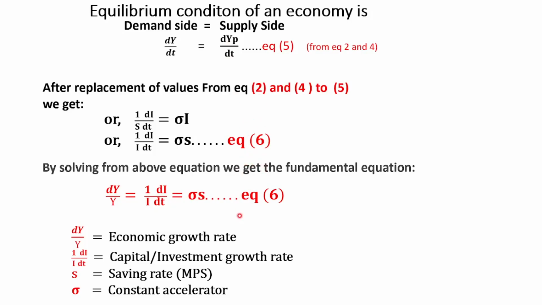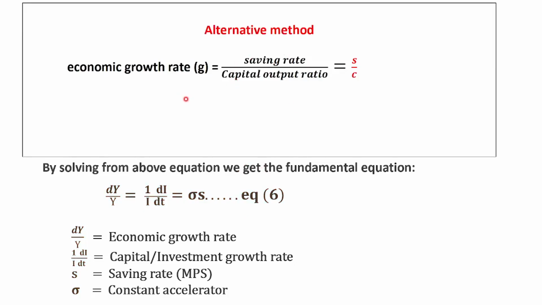But for simplicity we have an alternative method. The alternative method is economic growth rate G = saving rate divided by capital output ratio, where the saving rate is the same, but instead of the accelerator we have the capital output ratio. It is nothing but the reciprocal of the accelerator. So here capital output ratio C = ΔK/ΔY, as I already told you about the accelerator and multiplier in my intro part. So this is all about the fundamental equation of the Harrod-Domar model.